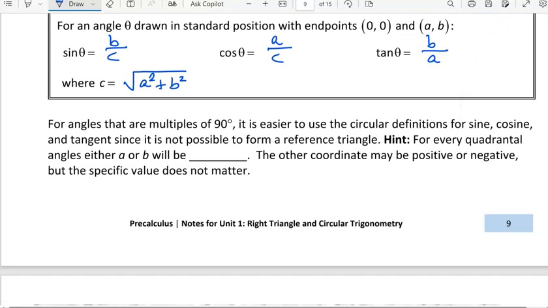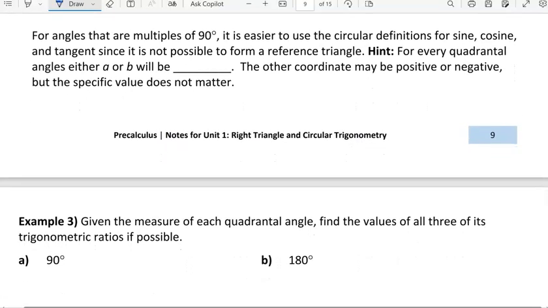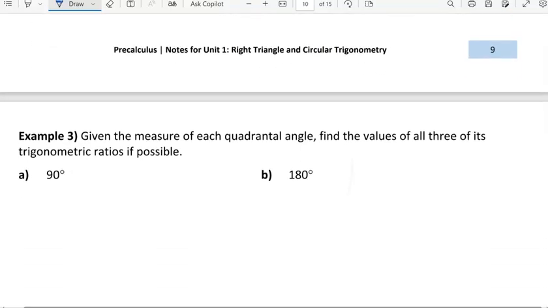For angles that are a multiple of 90 degrees, it's easier to use those circular definitions since it's not actually possible to form a reference triangle for those angles. A hint here is that for every quadrantal angle, that's what we call angles whose terminal side is on the axes, either A or B will be a value of 0. The other coordinate may be positive or negative, but its specific value doesn't matter.